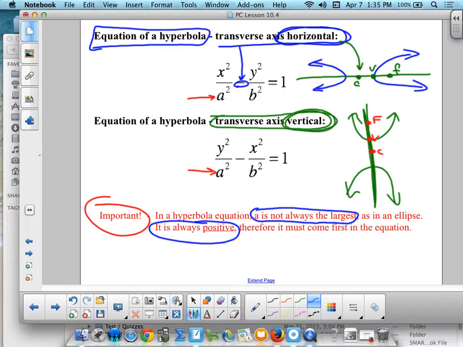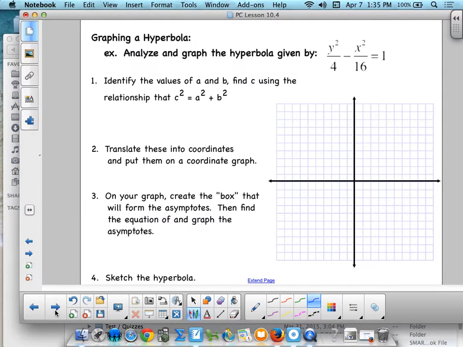Okay, look at this. This is a squared. That's positive x squared over a squared. This is positive y squared over a squared. A is always positive. Therefore, it must come first in the equation. All right. Guys, you can come back and read this stuff later. It will probably make more sense later.